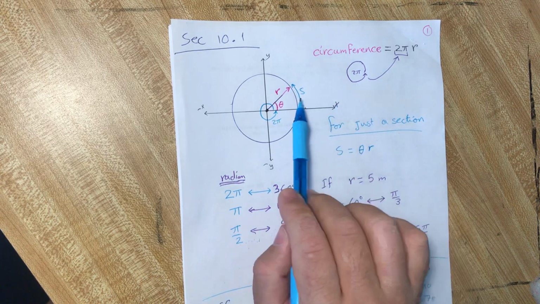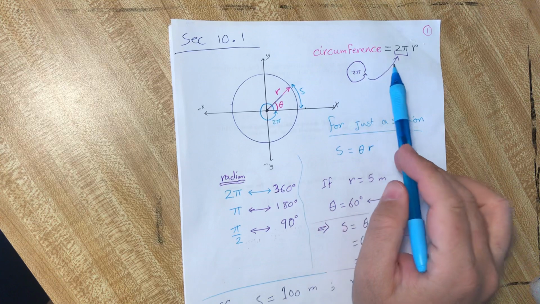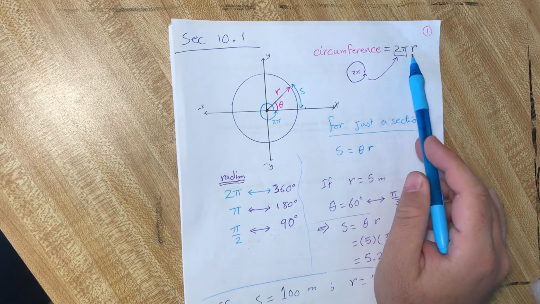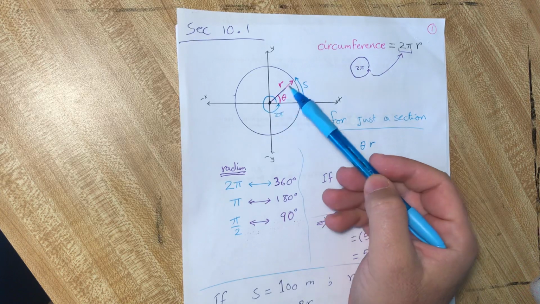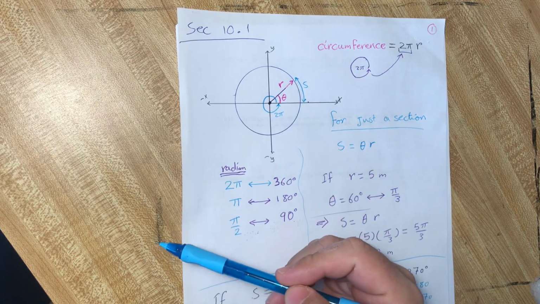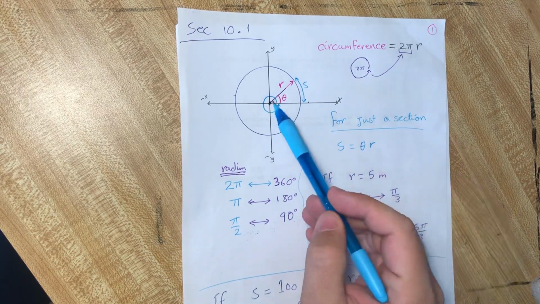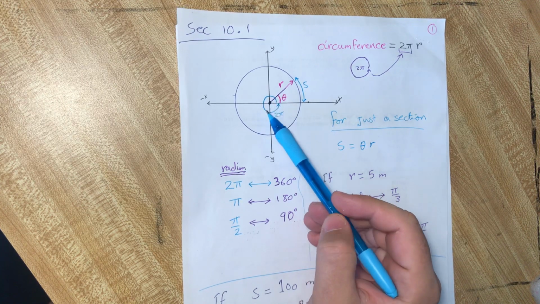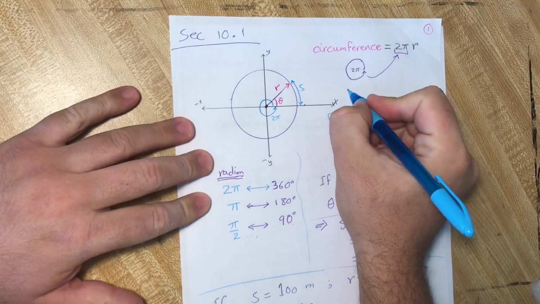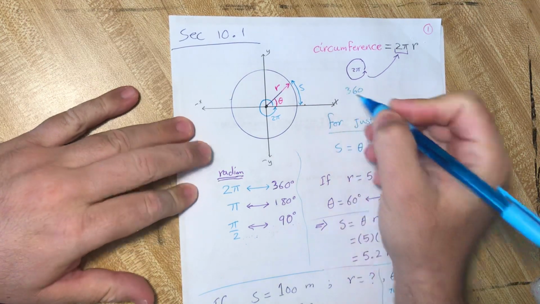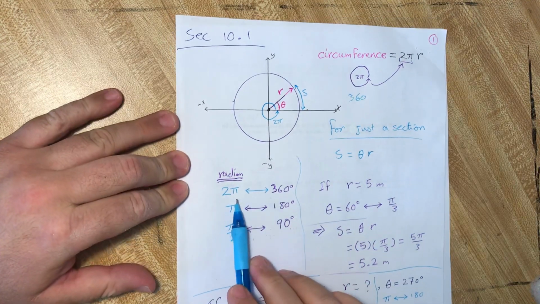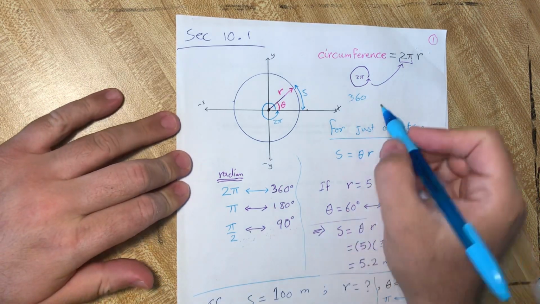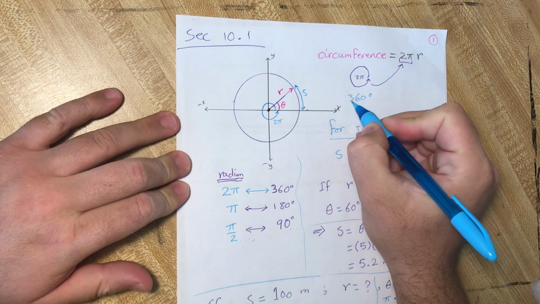If we remember that the circle circumference is equal to 2 pi multiplied by r, where r is the radius of that circle. 2 pi represents the total rotation, the total angle, which is 360. 360 is equal to 2 pi. We are talking now in degrees, the angle in degrees.